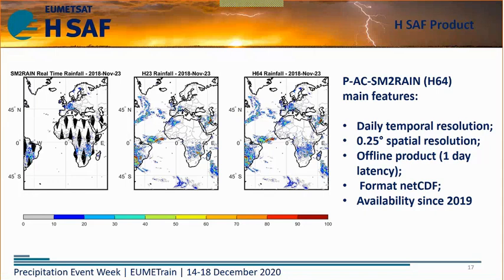The product is characterized by a daily temporal resolution, with a 0.25 degree spatial resolution. It is an offline product, so basically it can provide rainfall with 1 day of latency, and it will be shared in NetCDF format.